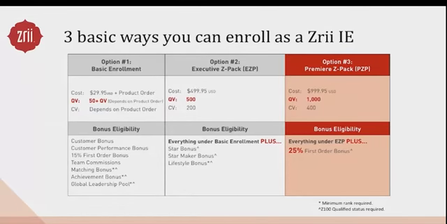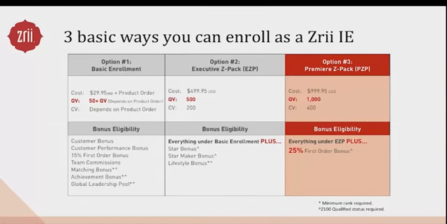Now that you understand the benefits of enrolling at the EZP or PZP level, let's talk about what you'll need to do on an ongoing basis as an independent executive to maximize the most lucrative payouts within the Zrii Prosperity Plan. There are 2 basic things you'll want to do: maintain active status and make sure you're Z100 qualified.